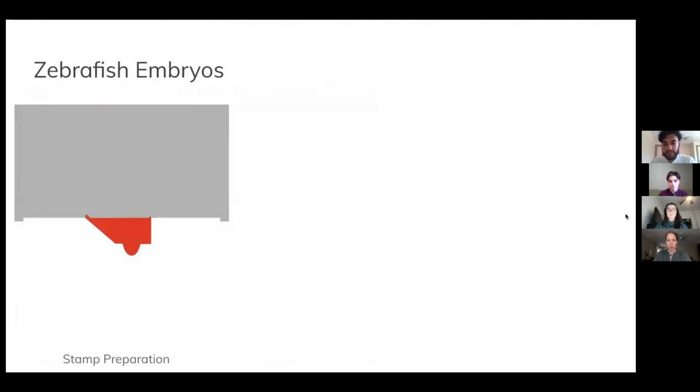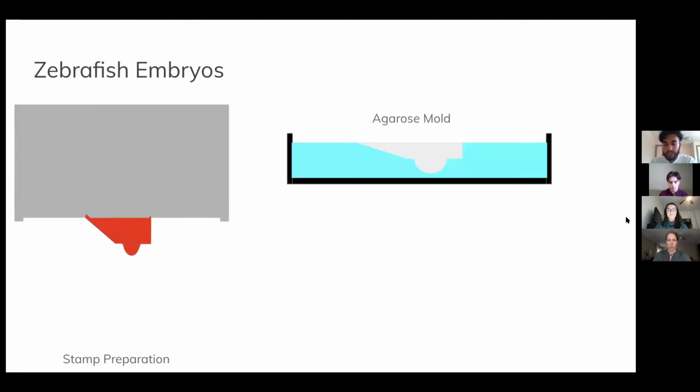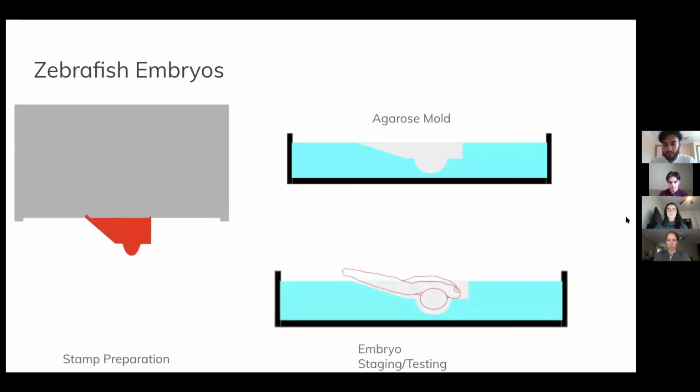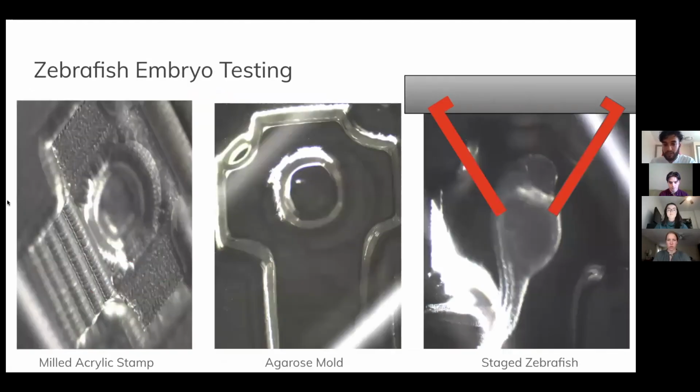Here on the left, you see a cartoon representation of the stamp we prepared for the embryonic tissues. This was used to create the agarose mold, and then here's another representation of what it would look like with an embryo prepared. On the left, you see the real acrylic stamp that was milled. The middle image shows the agarose mold that was stamped using the stamp. The middle circle shows the yolk, and on the very right, you see an embryo staged within this mold, and the end effectors then could be used to manipulate it and to determine its mechanical characteristics.